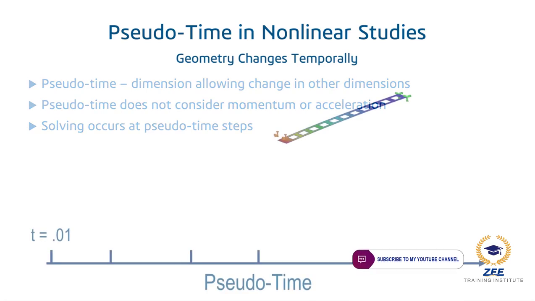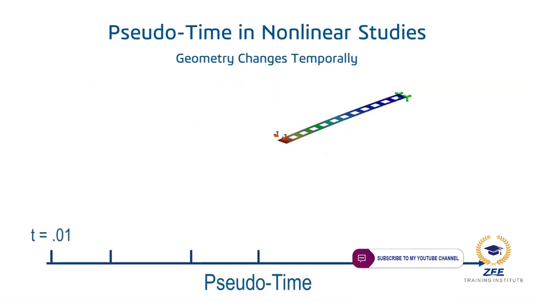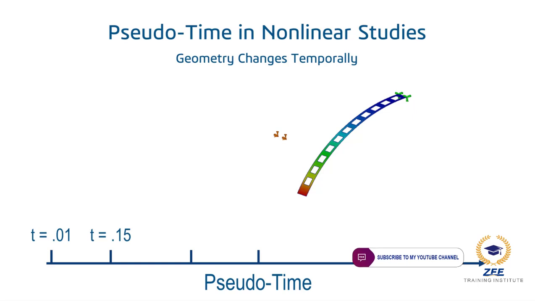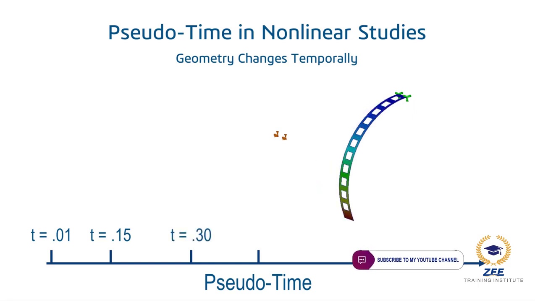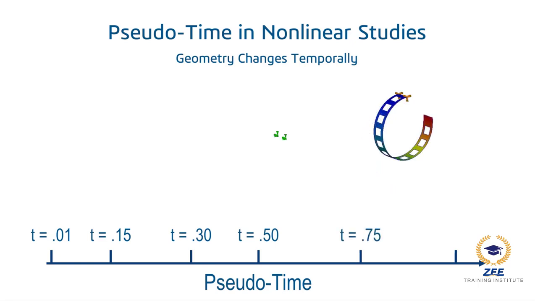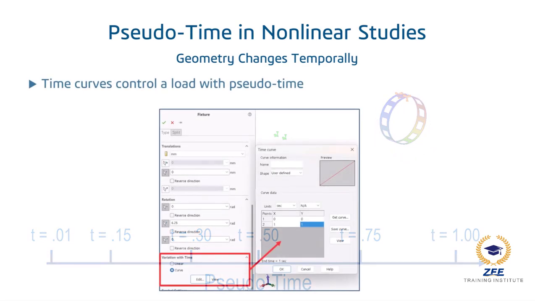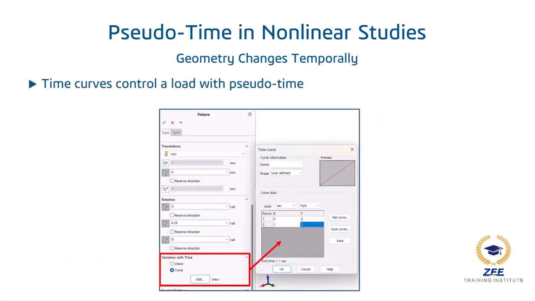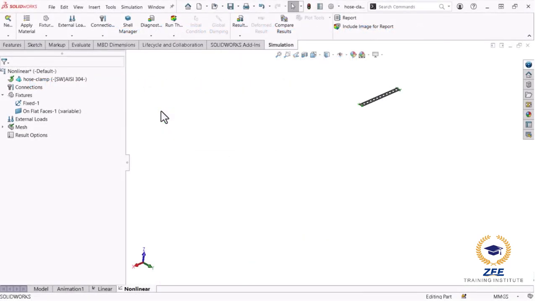It then considers the step size and solves the linear static analysis to obtain an equilibrium solution by finding a balance between the applied load and the structure's response to the load. Each step requires the solution to converge upon an equilibrium before proceeding to the next time step. We define the relationship between the load and pseudo time with time curves, which we define in the load property manager. In this study, the load is on the flat faces fixture.